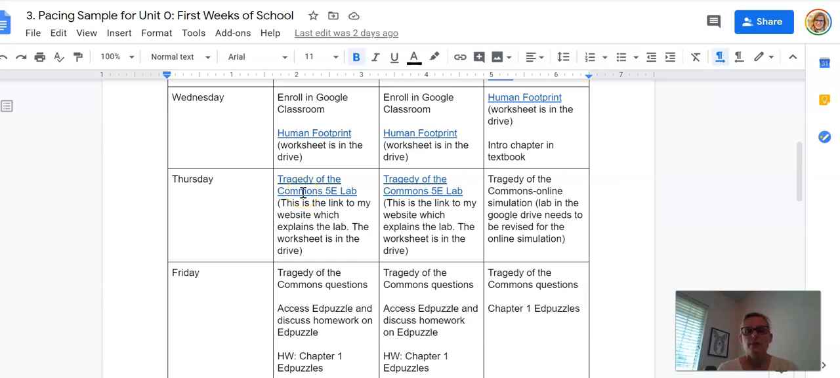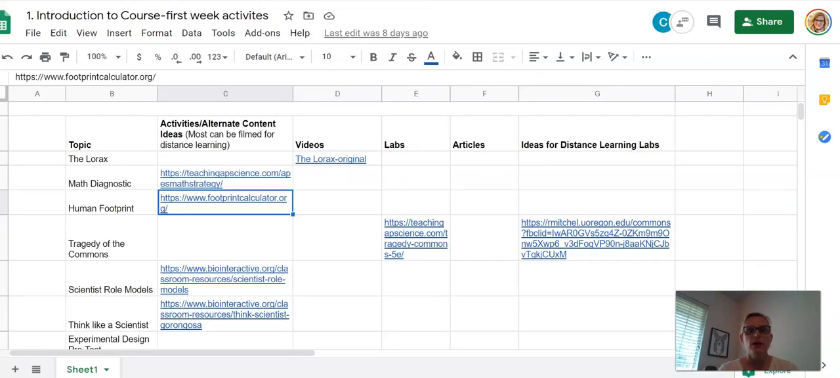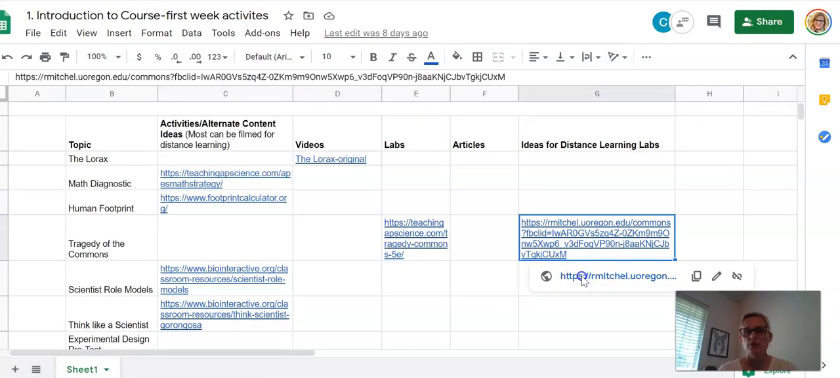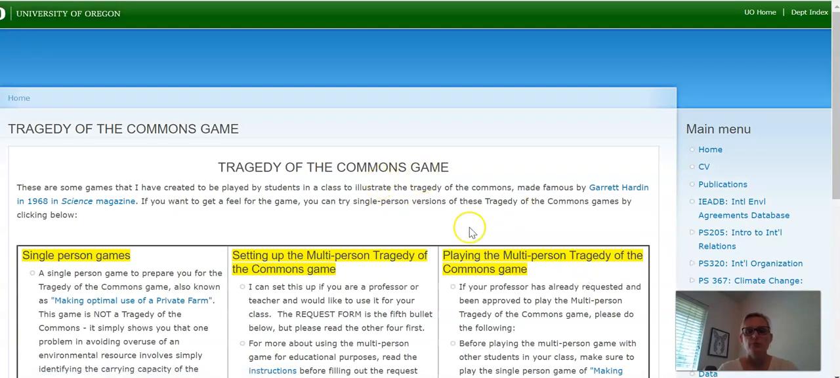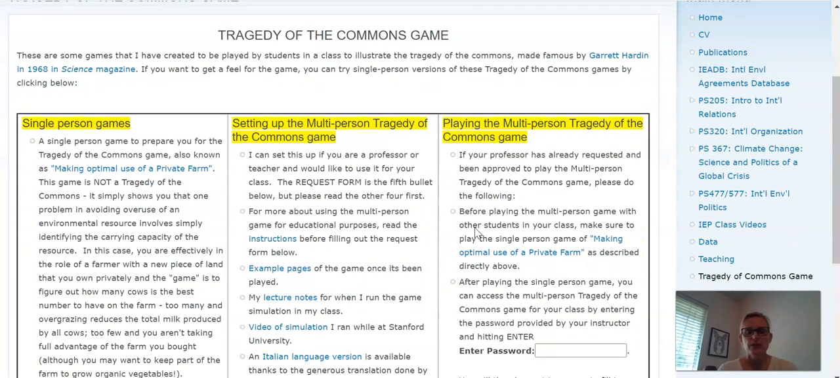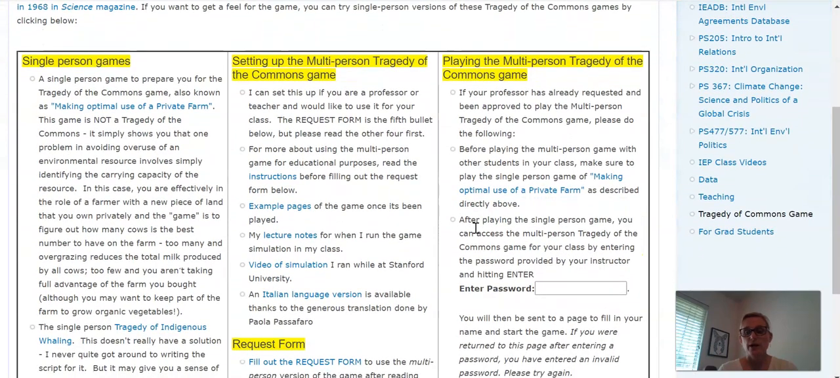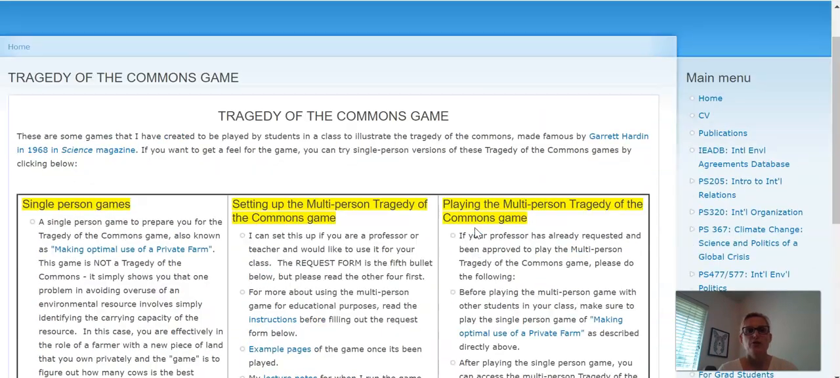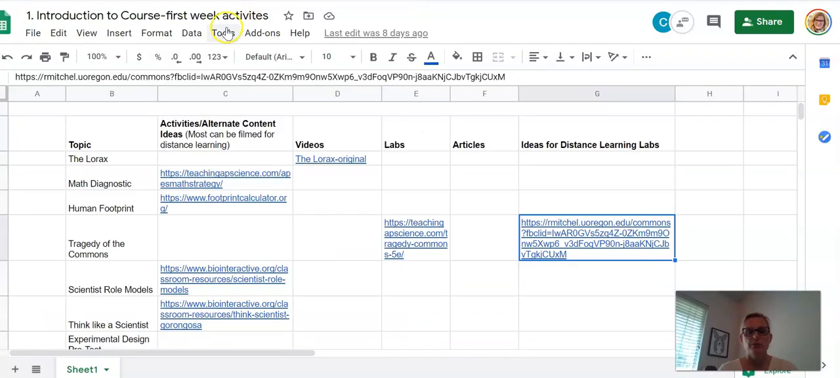This is the Tragedy of the Commons lab, and the concept that students are supposed to learn is that shared resources end up becoming depleted without laws and regulations. There is an online simulation. The lab in the Google Drive needs to be revised for the online simulation, but I did give you that online simulation here. There's a link. If I'm doing remote learning, then I'm going to have to rewrite some of my lab, not all of it, but some of it to use this remote learning version.